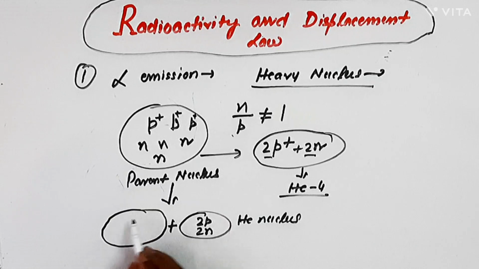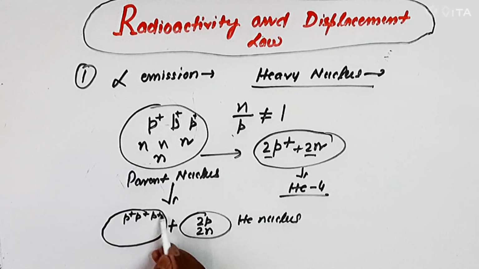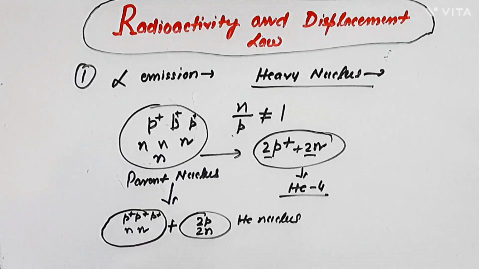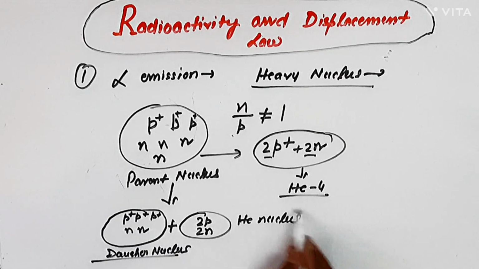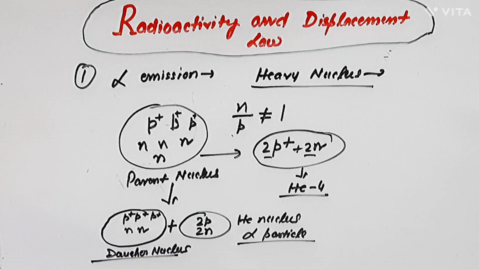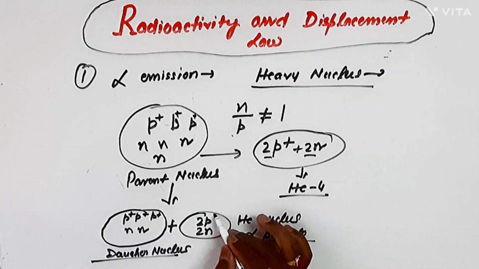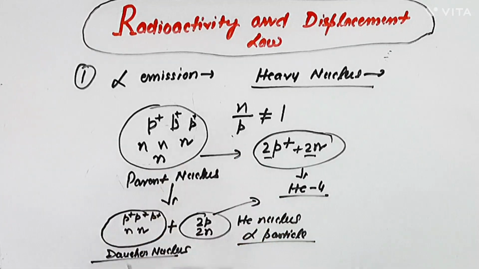and the rest of the nucleons will remain inside the nucleus. So here you will get the daughter nucleus. It's also a different nucleus. This helium nucleus is called an alpha particle, and with some kinetic energy it will escape out from the parent nucleus.